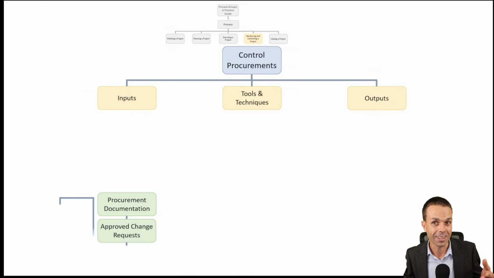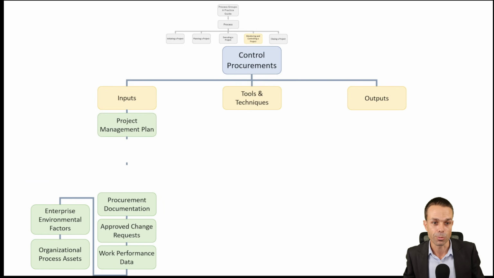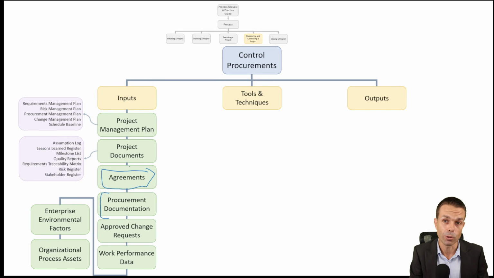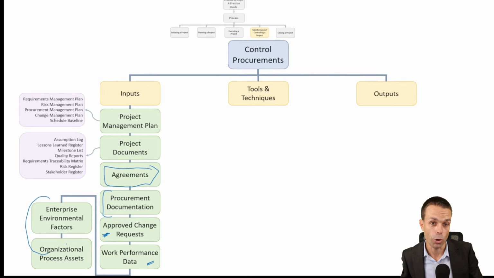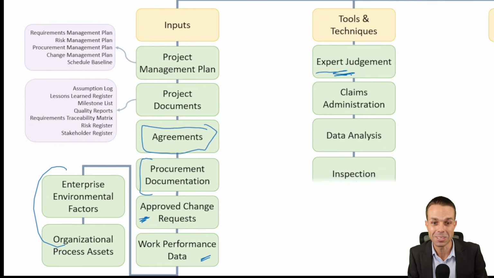Can you guess? We're going to need our procurement management plan as an input for our project management plan. Project documents, agreements for any procurements, procurement documentation, which is our statement of work, any requests for proposals, sellers that we've got, the vendor selection criteria, approved change requests as we go along, work performance data, EEFs and OPAs. Tools and techniques, surprise, surprise, it's expert judgment.